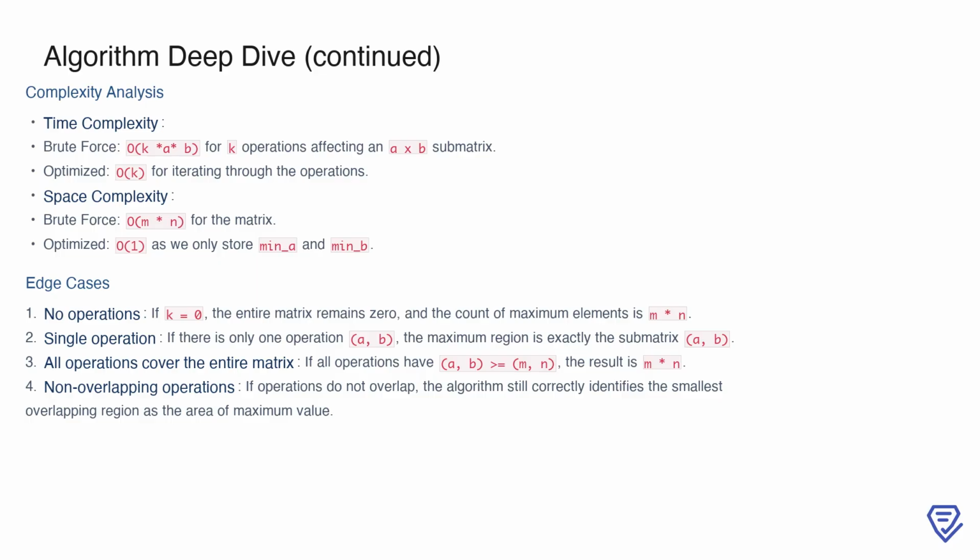Finally, even if operations do not overlap, the algorithm correctly identifies the smallest overlapping region as the area of maximum value, ensuring accurate results in all scenarios.